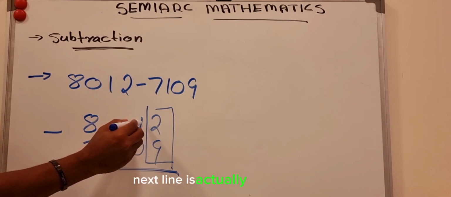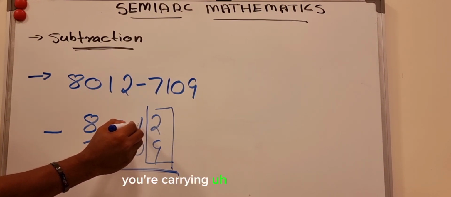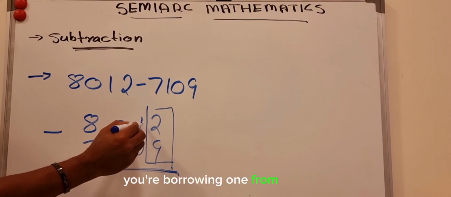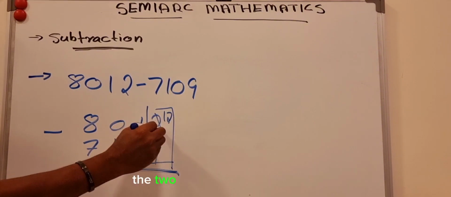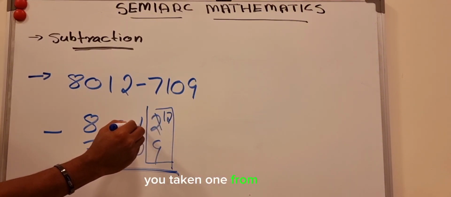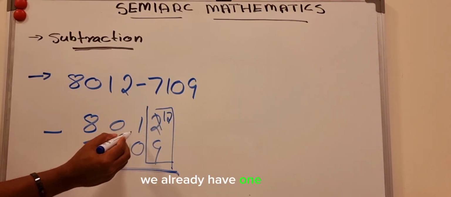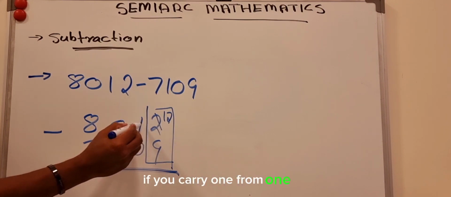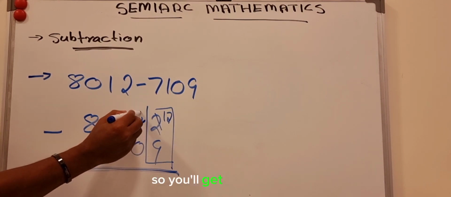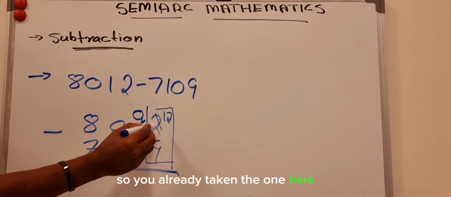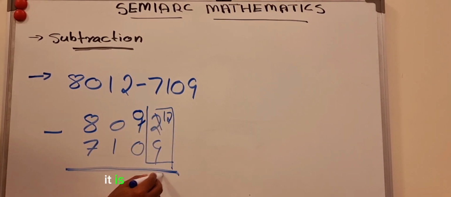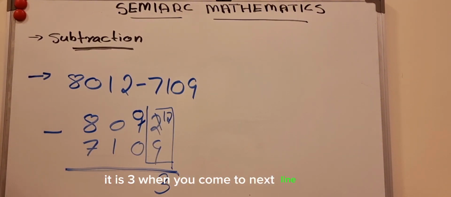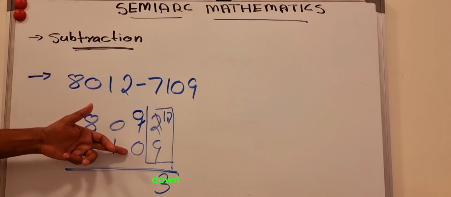So the next line is actually your 1. You're borrowing 1 from here, which means this 2 will change into 12. You have taken 1 from here. We have only 1 here. If you carry 1 from 1, nothing is remaining, so you will get 0 here. So 12 minus 9, you know the answer. It is 3.